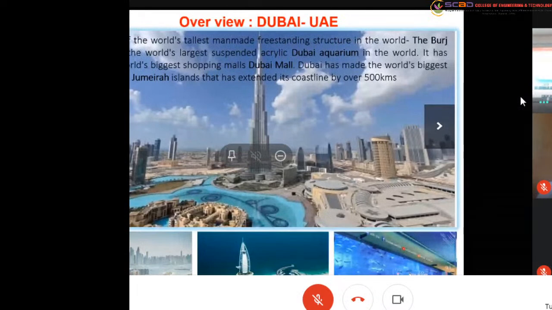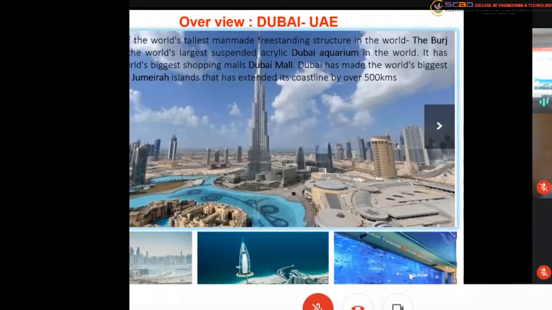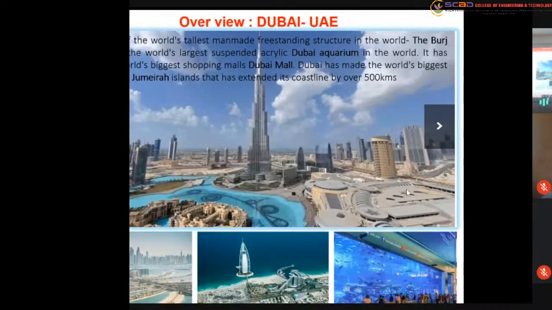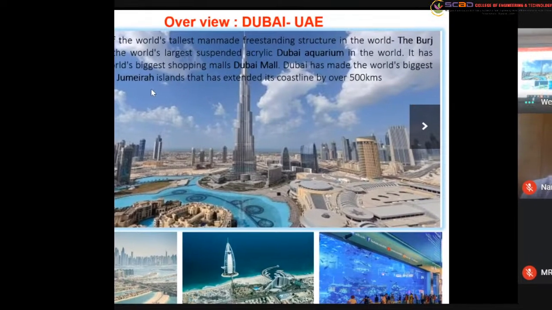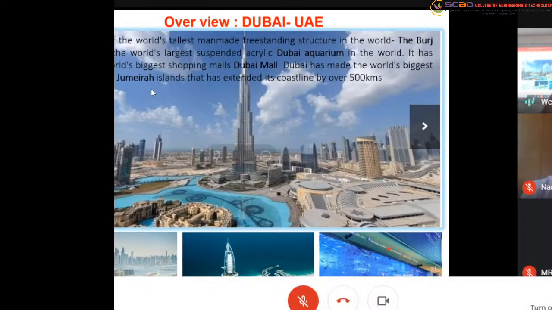And you can see the world's biggest mall, which is next to the tallest tower. This is the world's biggest mall, one roof you can see. And a man-made island, that is the Palm Jumeirah. So anyone knows about Dubai? These are the five major biggest things that people from all over the world are looking at.